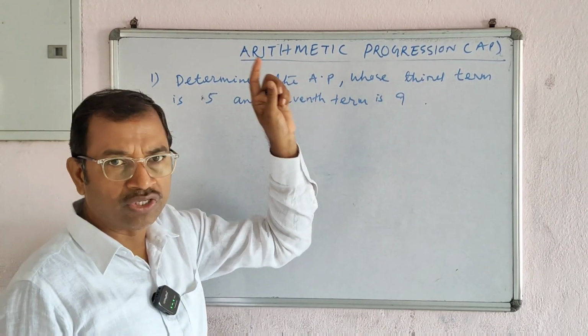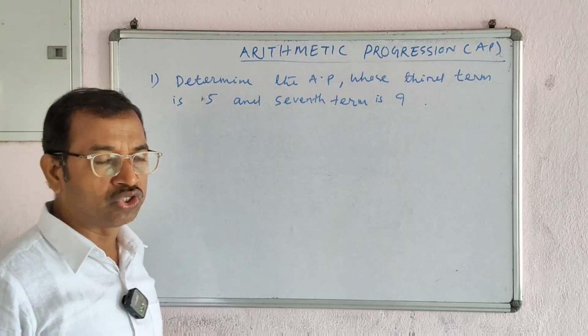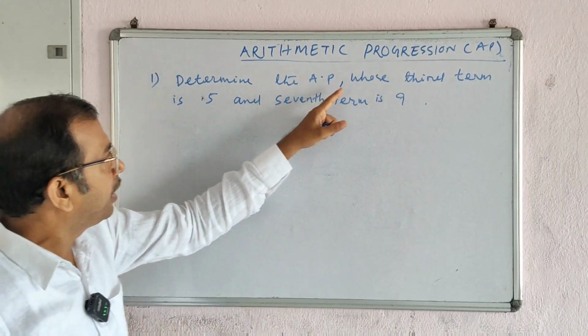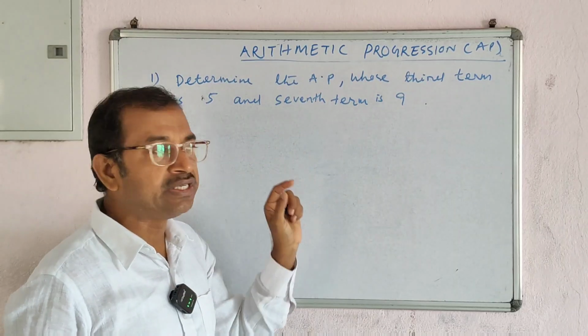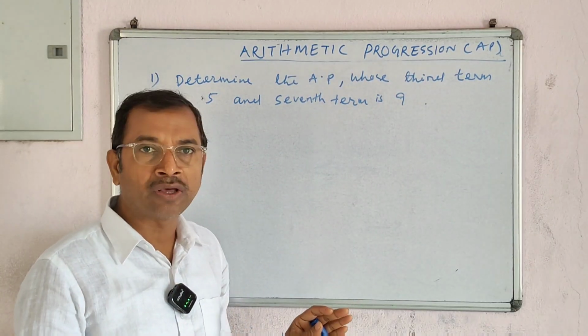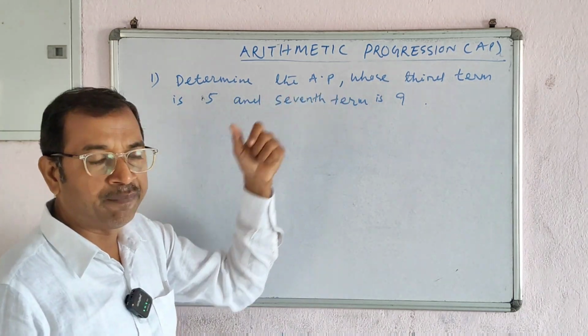The last variety of question. So in general term के जो बारे में जो क्वेश्चन है, इसका लास्ट वेराइटी क्वेश्चन है। See, determine the AP whose third term is 5 and seventh term is 9. First, I don't know the first term, I don't know the common difference. So how can you find the AP?